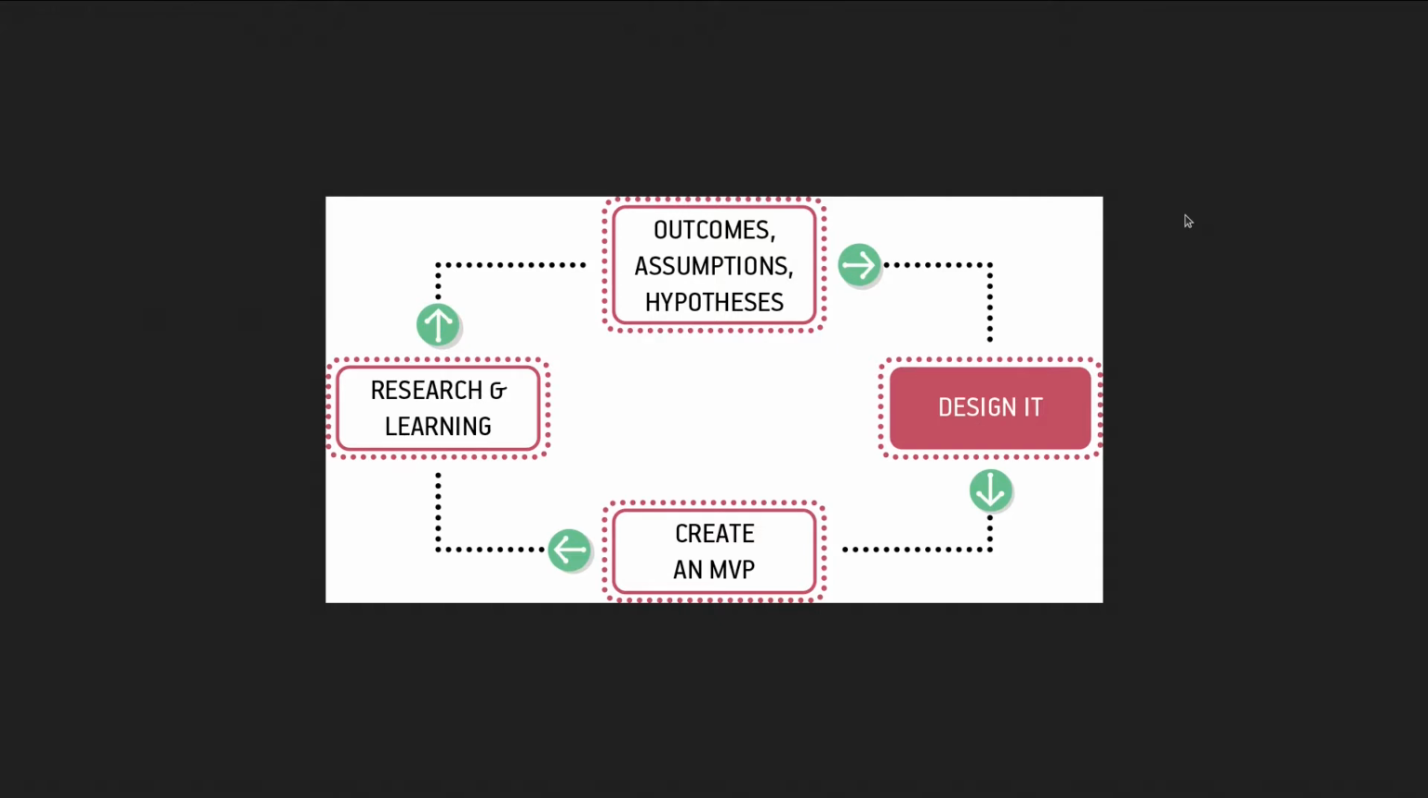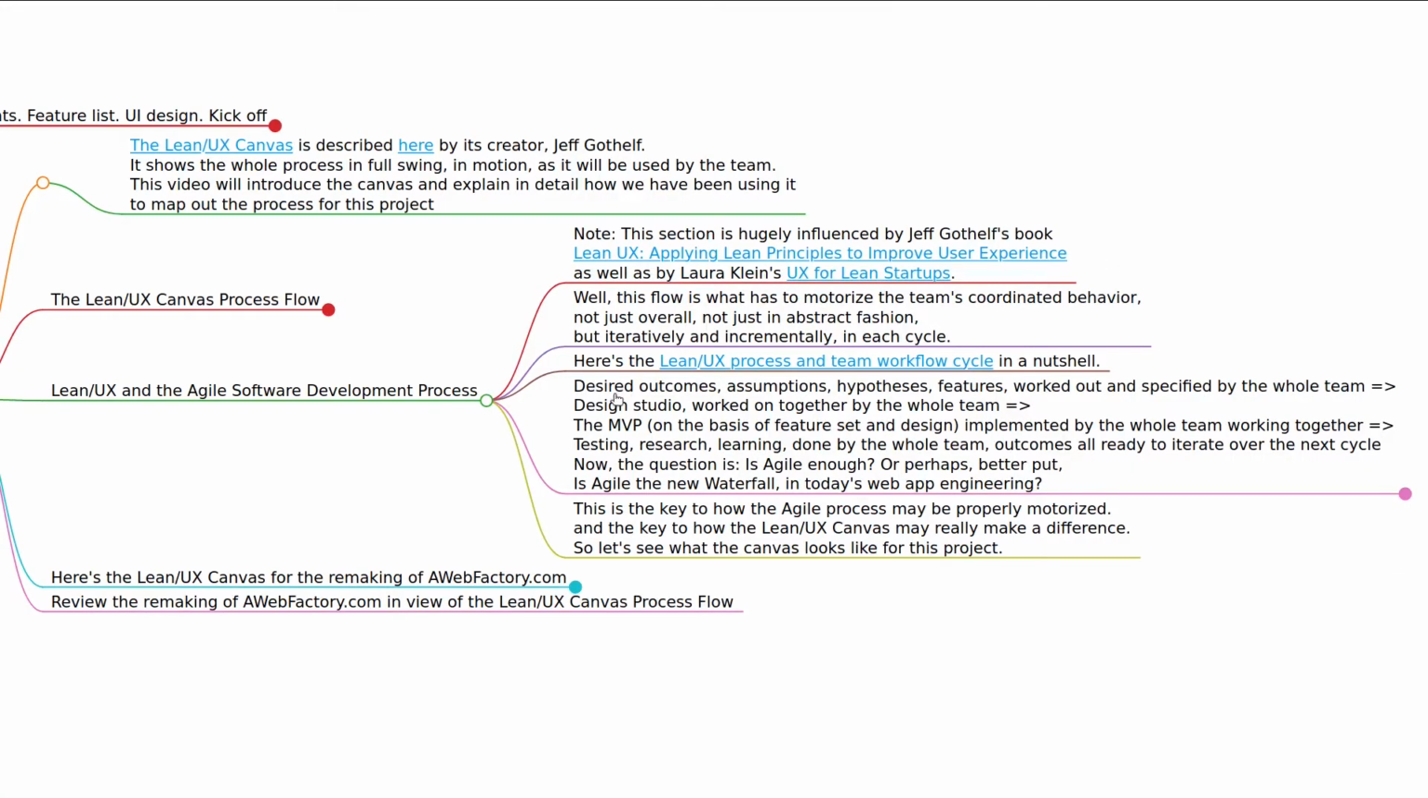This is the process that we're going to come back to again and again every time we want to make a change. So desired outcomes, assumptions, hypotheses, features, worked out and specified by the whole team. We're going to do stuff like design studio in the next video, worked on together by everyone. The minimum viable product on the basis of the feature set and the design implemented by the whole team working together. Then the testing, the research, the learning done all together, right? Then we'll be ready to iterate over the next cycle as required.